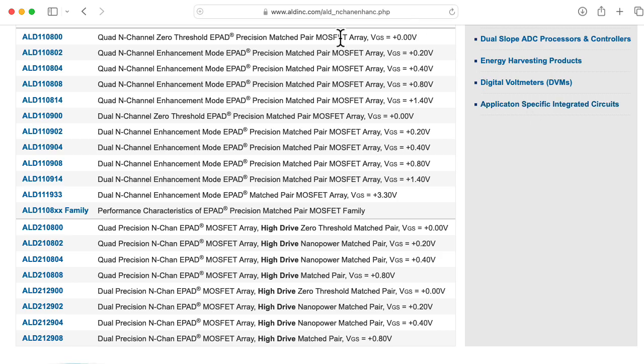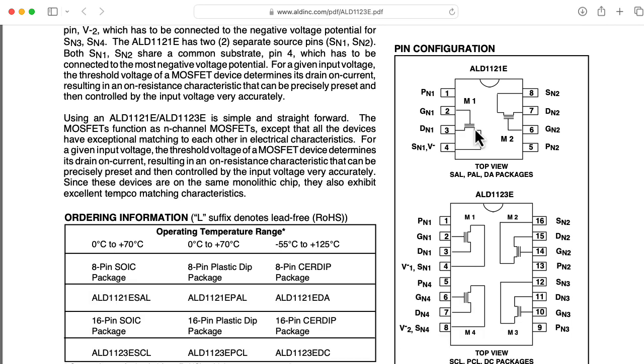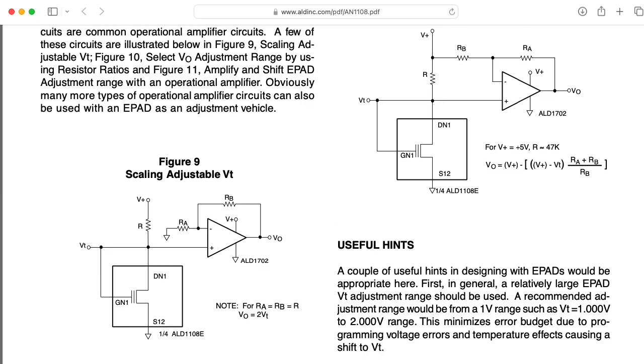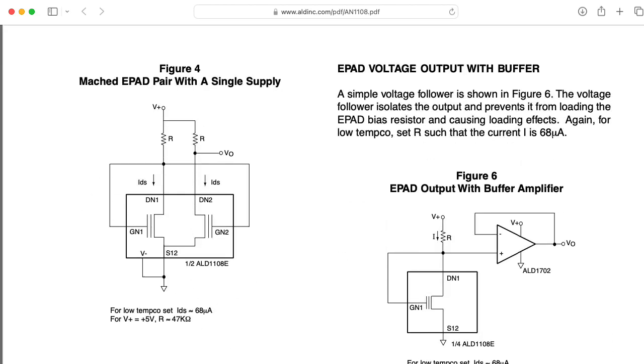But they do have some devices that use something that they call their EPAD technology that uses floating gates to be able to program the threshold voltages precisely. So you can even go down to a threshold voltage of 0 volts if you want. The ones I'm showing here are pre-programmed at the factory, but they do make ones that are user programmable. So you could put these in a circuit where you could, at various times for whatever reason, actually change the threshold voltage. They have this app note AN1108 that talks about different applications for that kind of programmability.